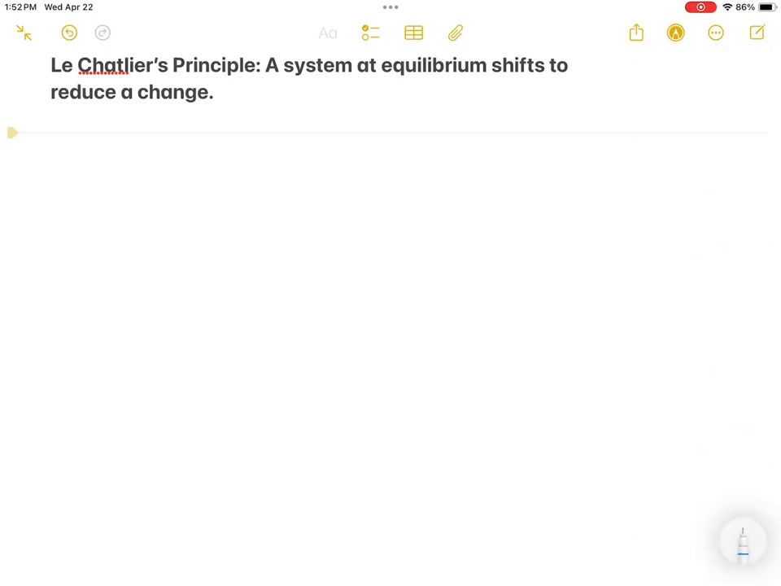Today we're going to be going over Le Chatelier's principle, and what that means is a system at equilibrium shifts to reduce a change. So basically the system tries to undo whatever you just did to it. We're going to go over 3 different stressors.